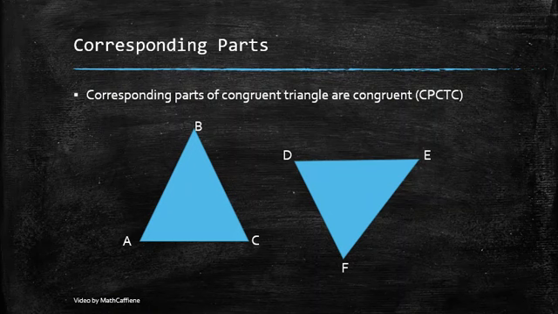For example, if angle A is congruent to angle D, angle B is congruent to angle E, and angle C is congruent to angle F, those are the corresponding parts. If side AB is congruent to side DE, side BC is congruent to side EF, and side AC is congruent to side DF, then we know that these two triangles are congruent.